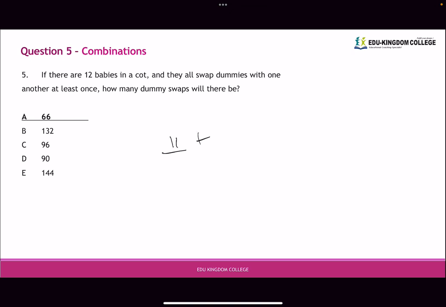Okay, now the second baby will only be able to switch with 10 because it's already switched with the first one once. The third baby will switch 9 times, and then the fourth baby 8, the fifth baby 7, 6, 5, 4, 3, 2, 1. And then the last baby 0 because it's already switched with everyone once. So when we add these all up, we're going to get 66.